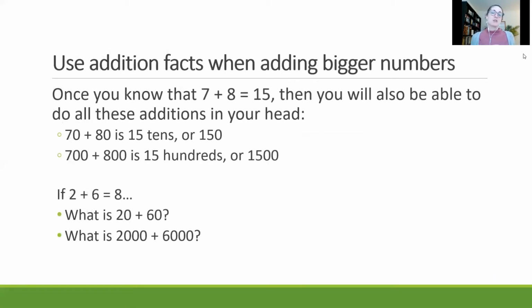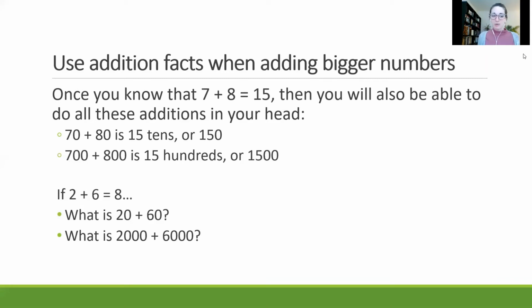Now, we can also use addition facts when adding bigger numbers. So, for example, if you know that 7 plus 8 equals 15, you'll also be able to do these additions in your head. For example, 70 plus 80, right? Very similar to 7 plus 8, but they're both amounts in tens, right? 7 is 7 ones, 8 is 8 ones, 70 is 7 tens, and 80 is 8 tens. So altogether then, that means we have 15 tens or 150. Same thing, if we had 700 plus 800, then it'd be 15 hundreds or 1,500.